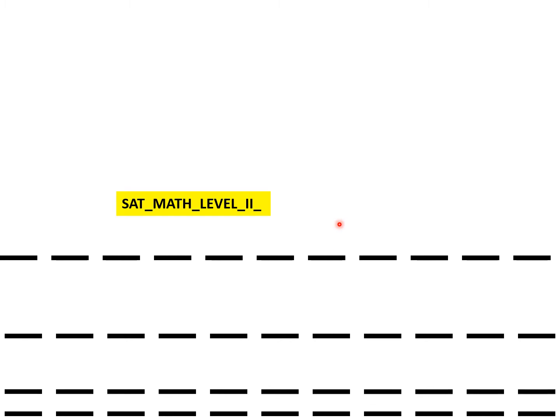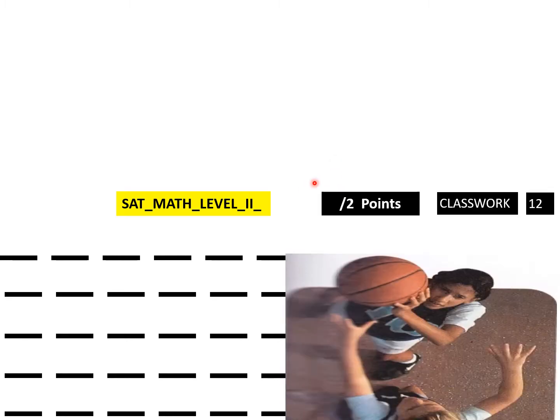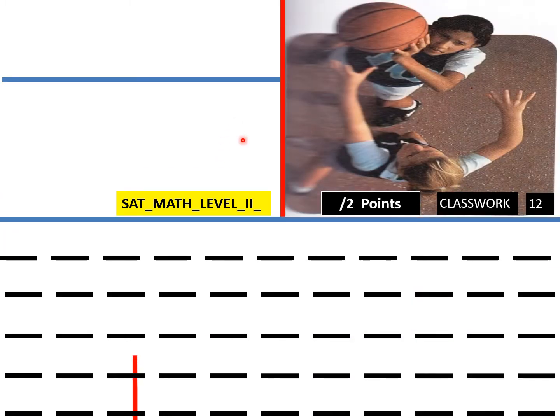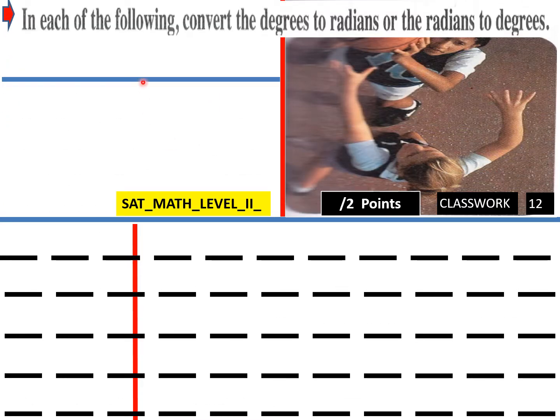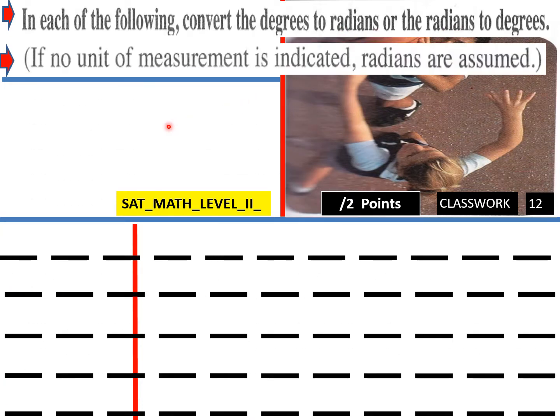Okay, everybody, so let's move on to our next situation here. In each of the following, convert the degrees to radians or the radians to degrees. If no unit measure is indicated, radians are assumed.